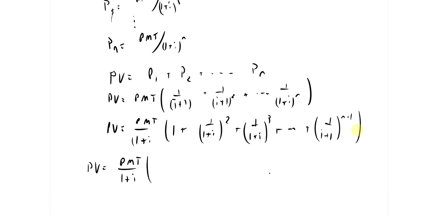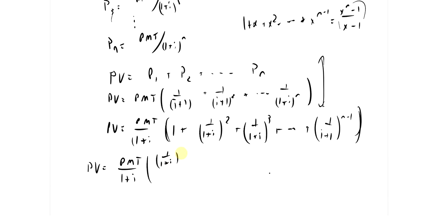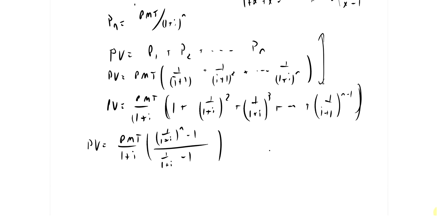And now we're going to use the same trick we did last time. This whole thing, remember that 1 plus x plus x squared plus dot dot dot plus x to the n minus 1 is (x^n minus 1) over (x minus 1). So using this thing, 1 over (1 + i) is x, we can rewrite this whole parentheses as (1 over (1 + i))^n minus 1 over 1 over (1 + i) minus 1. Awesome. So we're almost done.